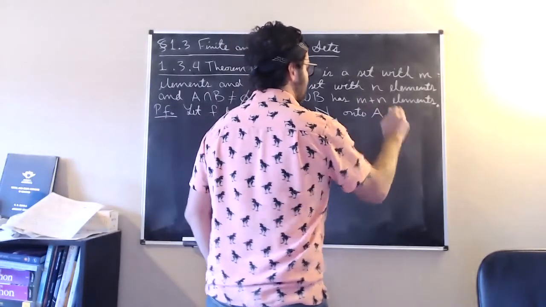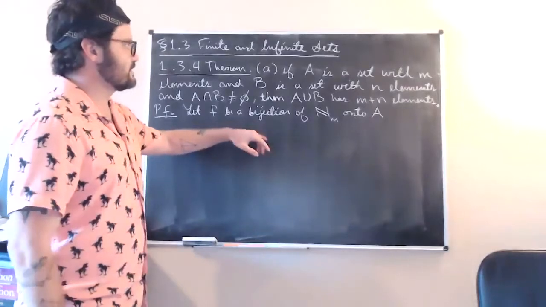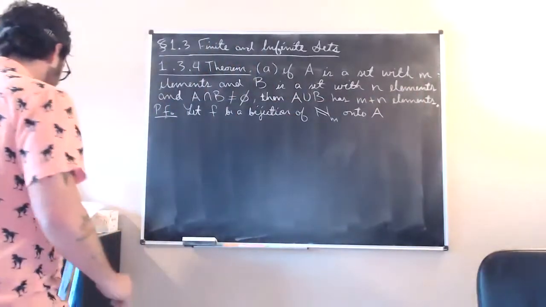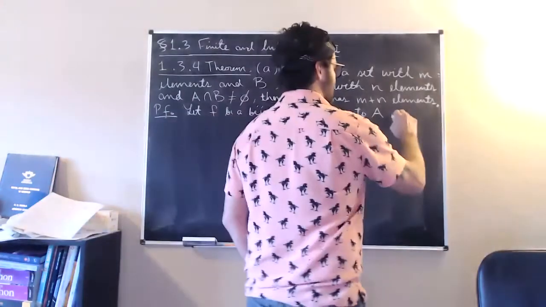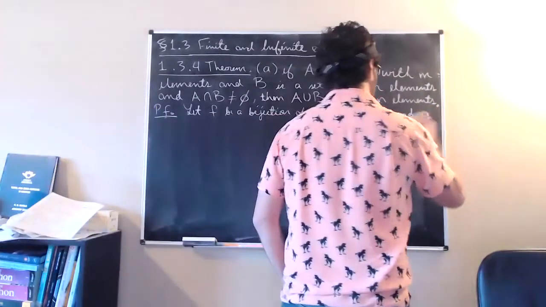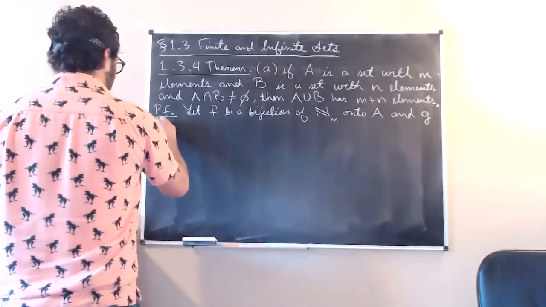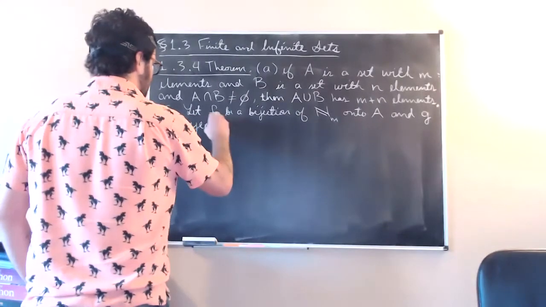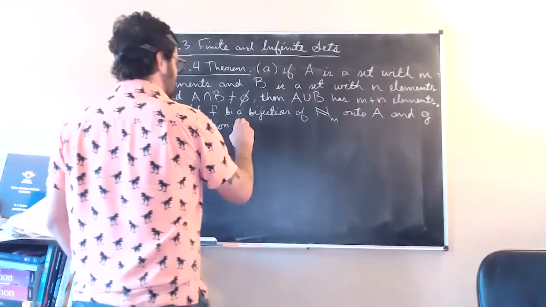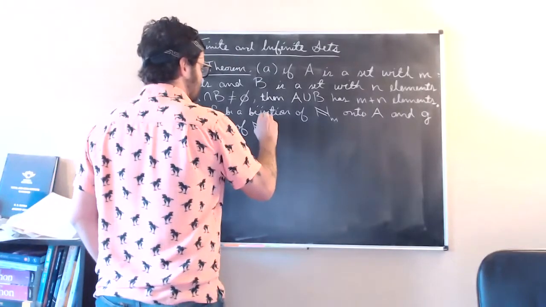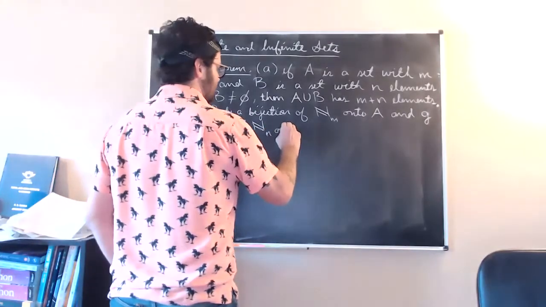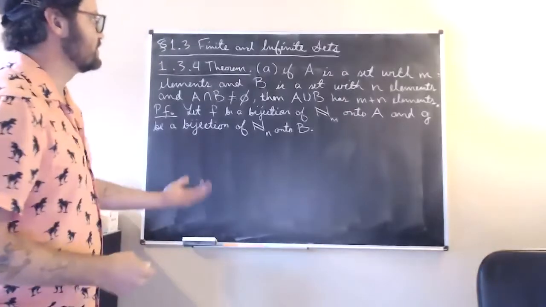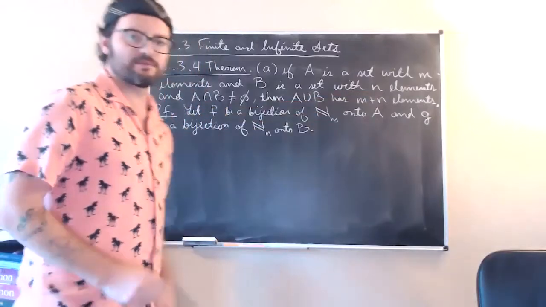Onto A. And we know such a bijection exists because we're assuming that A has M elements. And let G be a bijection of N sub N onto B. And we know such a bijection exists because B has N elements.